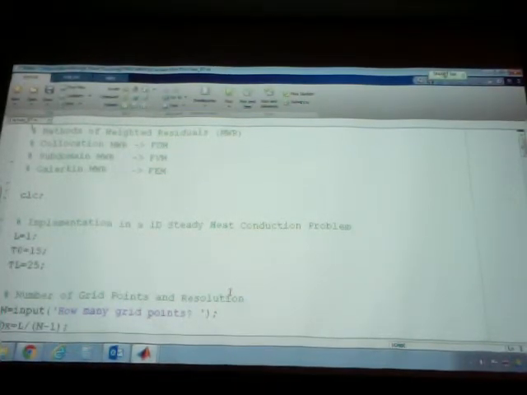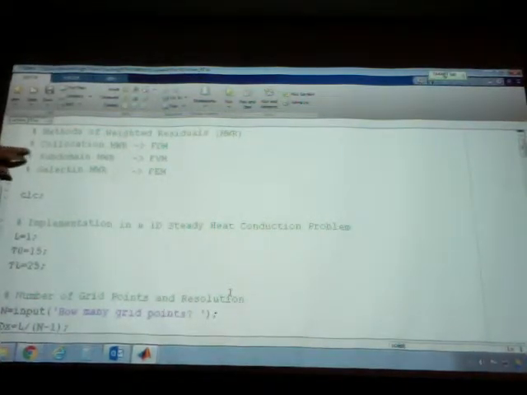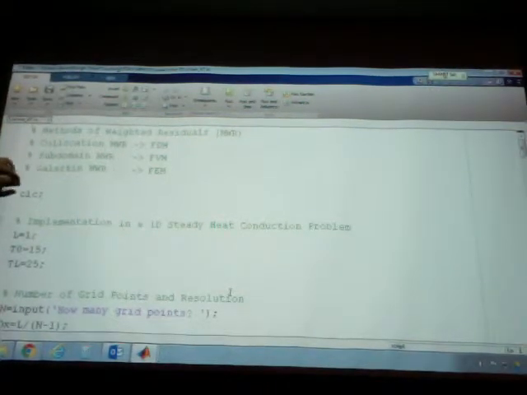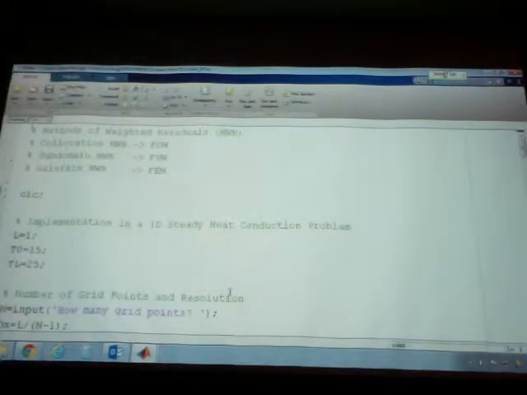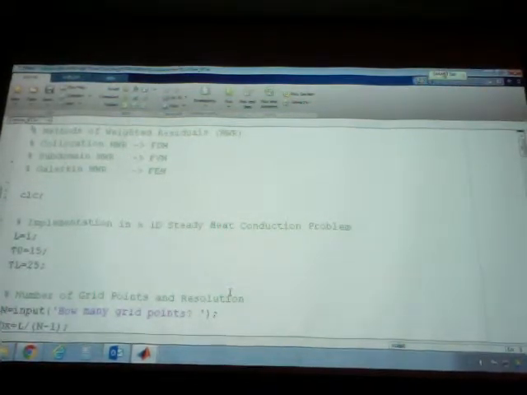All right. So I'm not going to do this on the fly. We're going to do method of weighted residuals. Again, we're going to do collocation, FDM, some subdomain, FVM, and we're going to do Galerkin for the same problem that we have at hand. The first instruction here, CLC, clears the command window. So we just get rid of whatever was there.